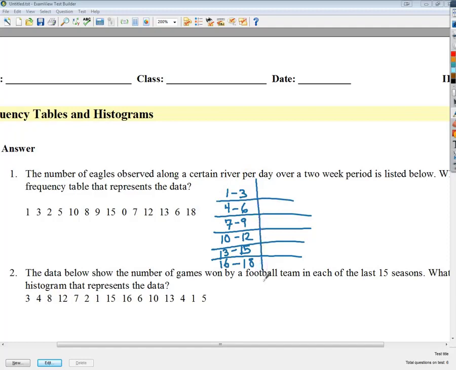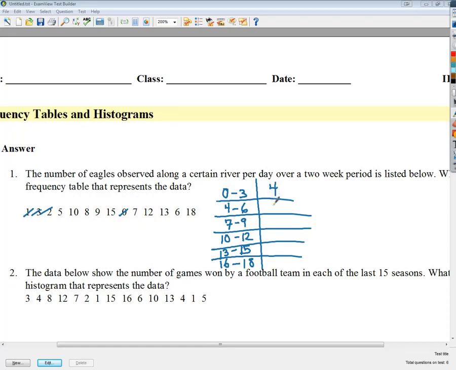So I need to find, oh, it goes from 0, I'm sorry. So 0 to 3. Which spreads that one out, makes it a little bit uneven, but that's okay. So what I'm going to do is look to see how many fall in that group. So there's 1, 2, 3, 4 that fall in that group.